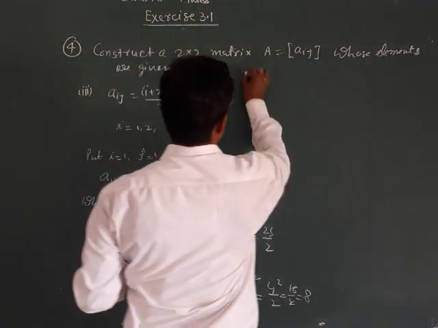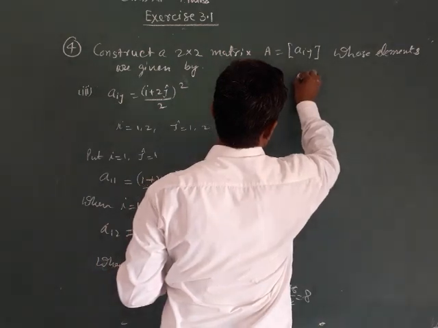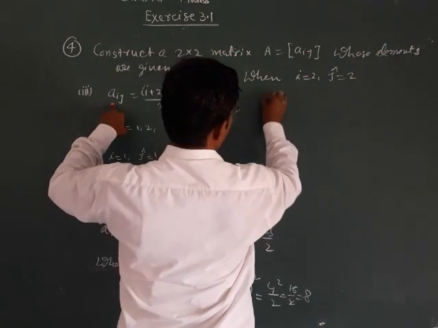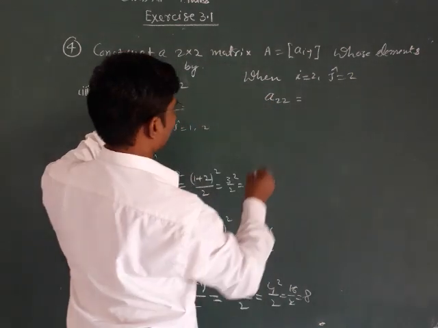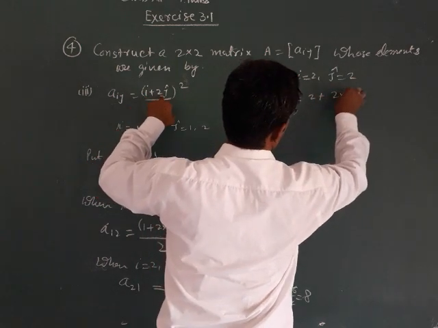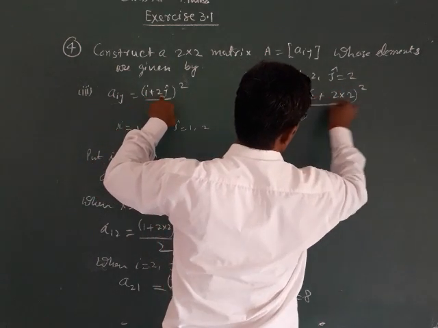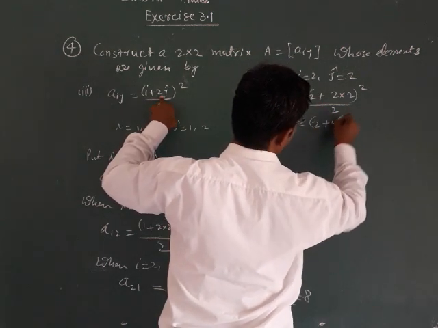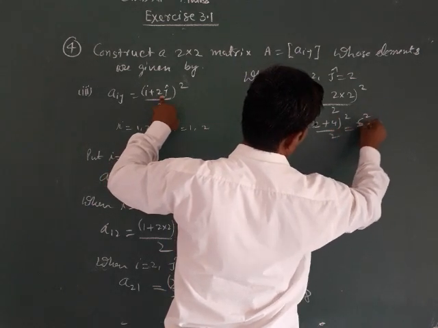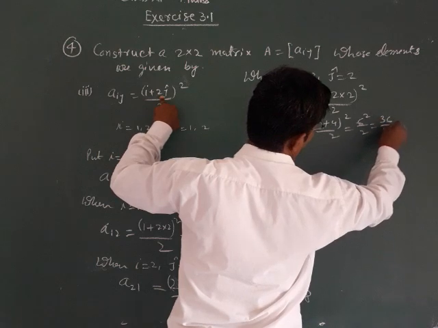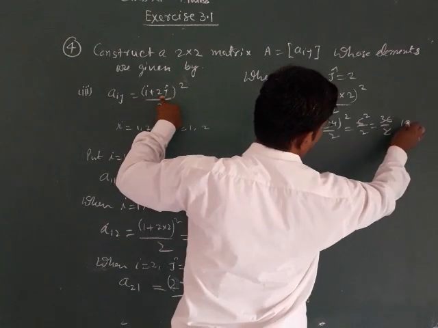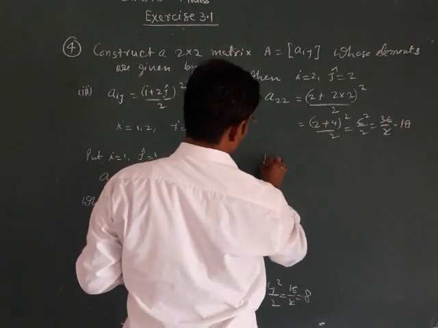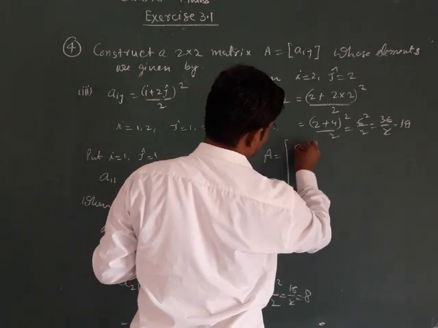And when i is equal to 2 and j is equal to 2, you can write a22 is equal to (2 plus 2 into 2) whole square upon 2. So you can solve: (2 plus 4) square upon 2. This is 6 square upon 2. This is 36 upon 2, which is 18.